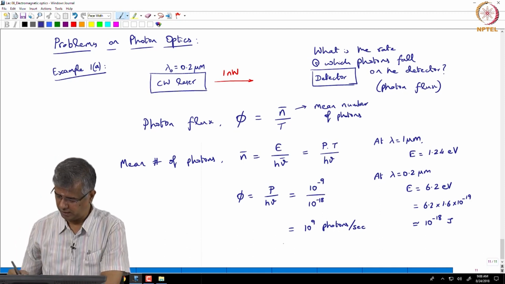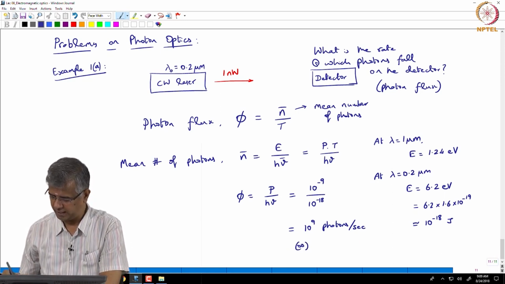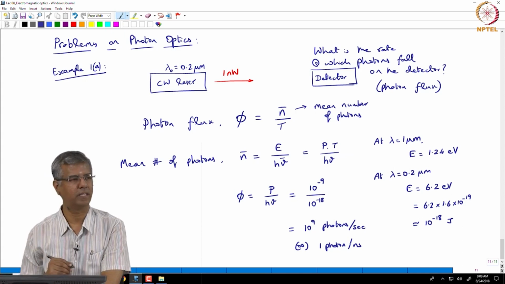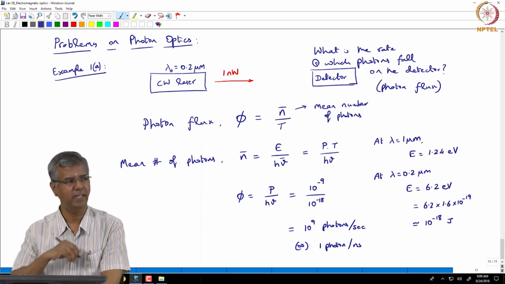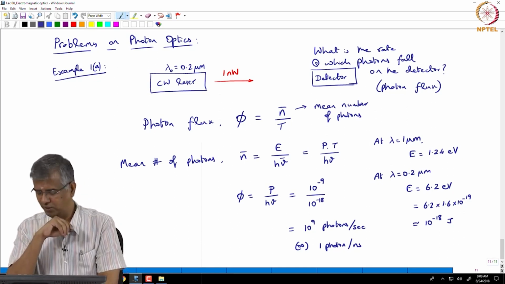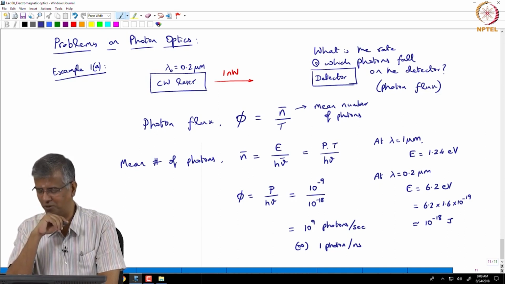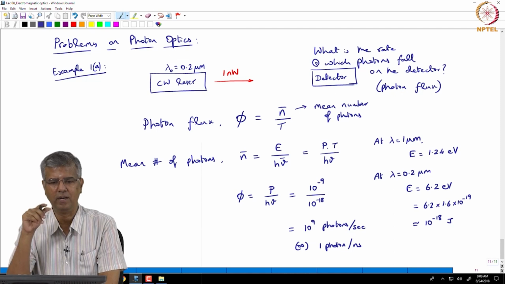So, you can also say that this means that I have one photon arriving per nanosecond, right? One photon arriving per nanosecond on the average. So, this would be an interesting experiment. I was hoping I could give you a demo of this. We have done this before.